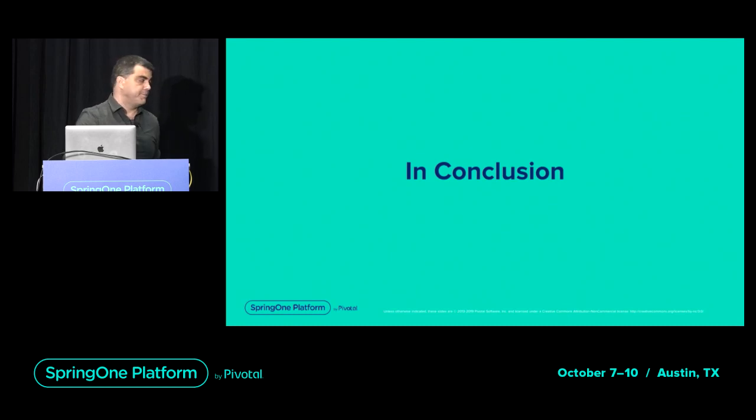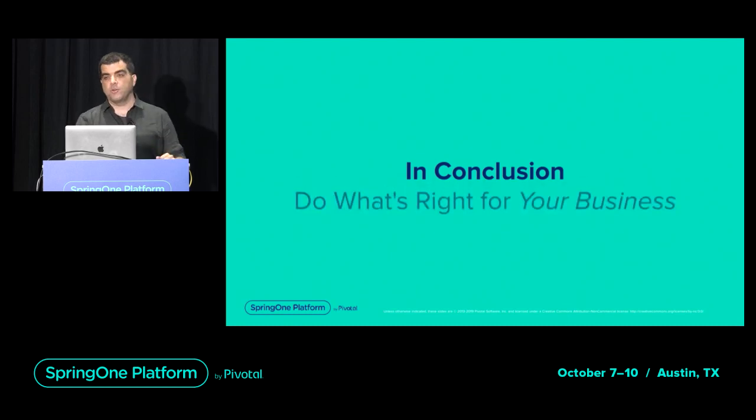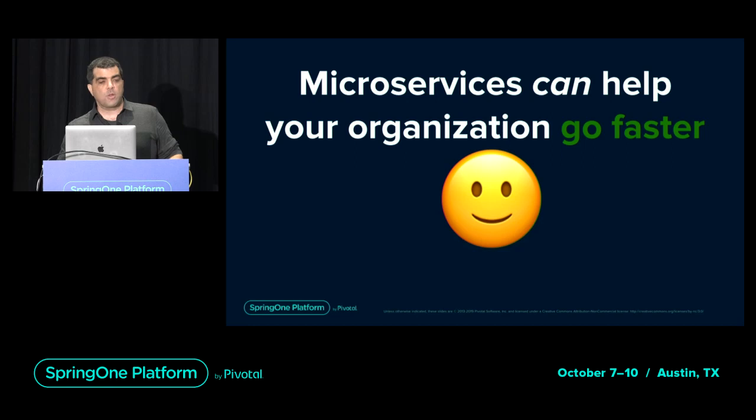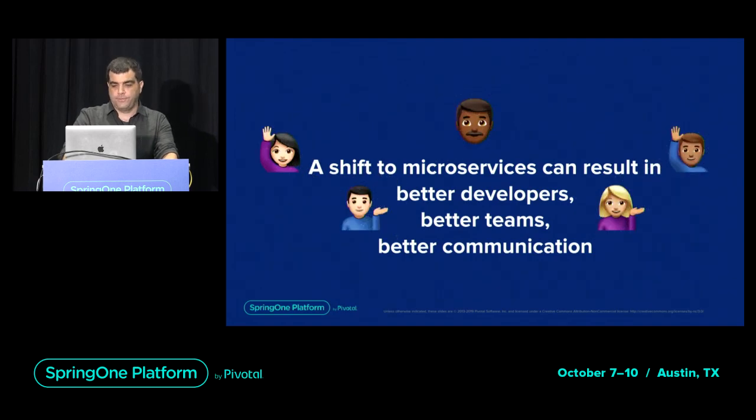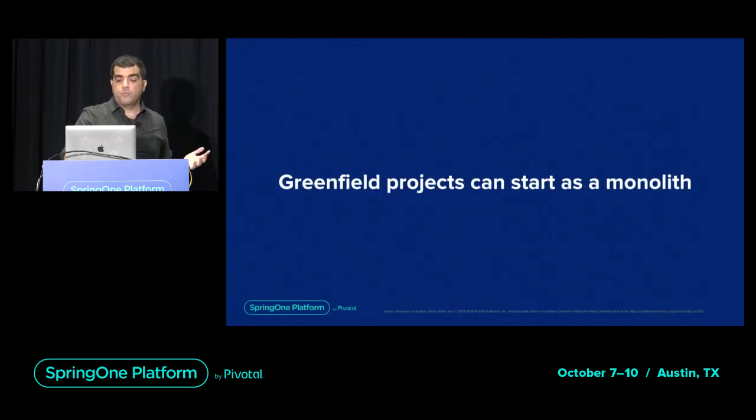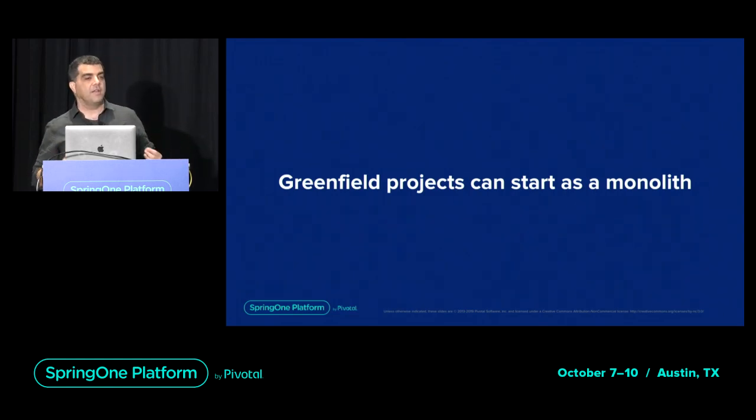So, in conclusion, do what's right for your business. Microservices can help your organization go faster. A shift to microservices can result in better developers, better teams, and better communications. It's all about the people. And greenfield projects can start as a monolith. It's okay, you're allowed. Even in 2019, you have to understand when it makes sense to use microservices.